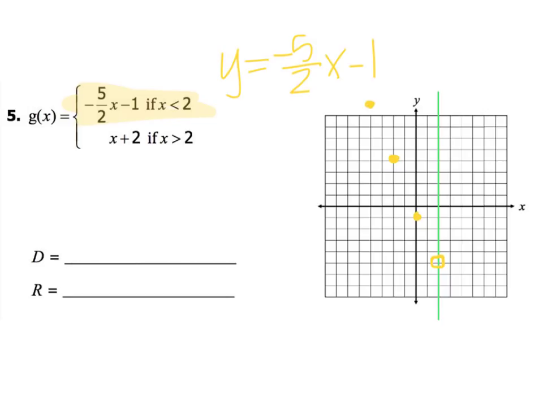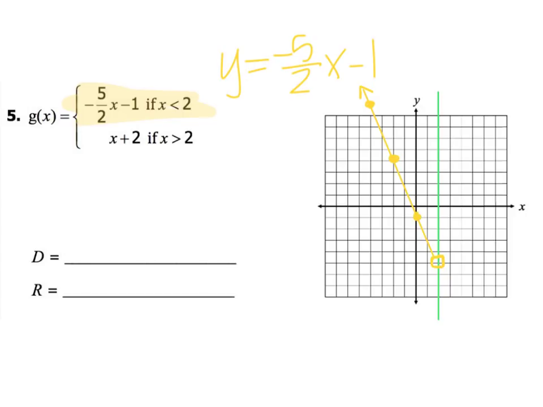Now we want to connect our dots, and I did figure out how to get a line on here. So there we go. There is our graph. All right, so that is when x is less than 2. There's our line. All right, that's the first part of our piecewise function.